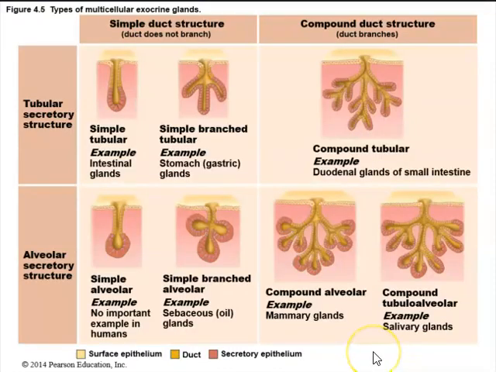So here we see a figure that shows the different categories and classifications of the multicellular exocrine glands. We can classify them as either simple or compound. So simple, the duct will not branch. Compound, we can see that there are branches coming from the ducts. So we have a duct here, just a tube forming that duct in the simple duct, and then branches coming off of the duct, which allow them to be categorized as compound ducts.